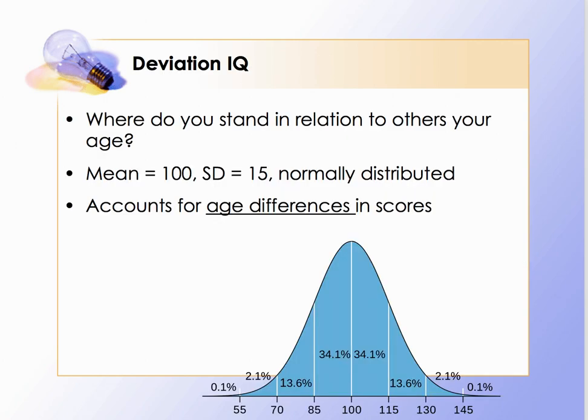Okay, so we talked about how IQ is normally distributed around a mean of 100 and a standard deviation of 15. So this slide is just kind of going over that again, and that's about it.